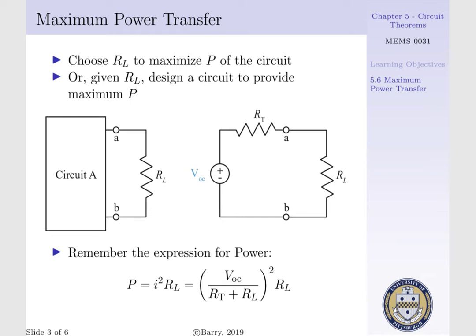Conversely, if we look at the circuit on the right and we are given a load resistance, we can specify our open circuit voltage source and our Thevenin resistance such that we maximize the power transferred to our load resistance.